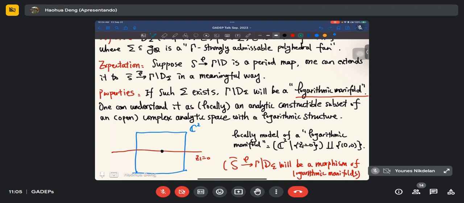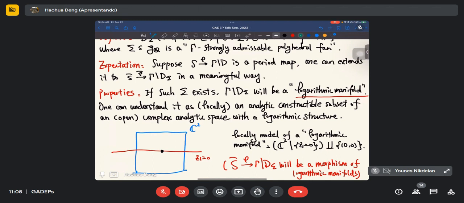And also, this is the local model of a logarithmic manifold. Once we have this space, then this map, this phi bar, this extended map from S bar to this logarithmic manifold, should be a morphism in the category of logarithmic manifolds, which means locally it should preserve the logarithmic structure. So these are some nice properties.